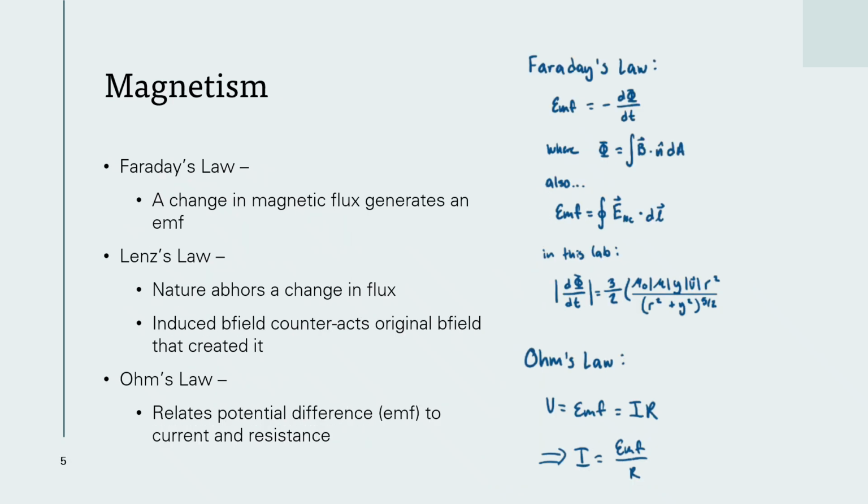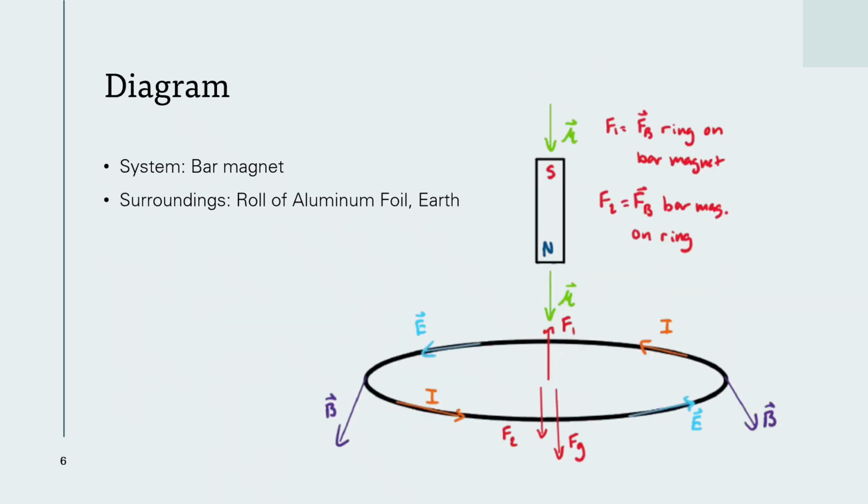And then we also need to know Faraday's law, which states that a change in magnetic flux generates an EMF, which is shown to the right with that equation. And Lenz's law states that nature abhors a change in flux, which is shown through the negative sign in Faraday's law. And it just means that an induced B field counteracts the original B field that created it. And we also need to know Ohm's law, which relates potential difference to current and resistance.